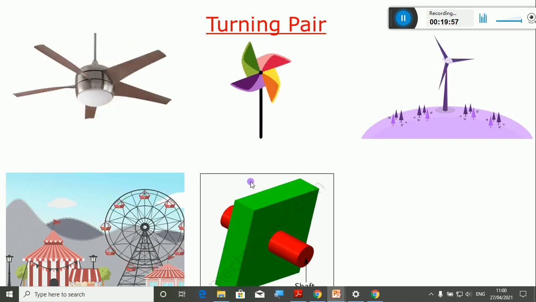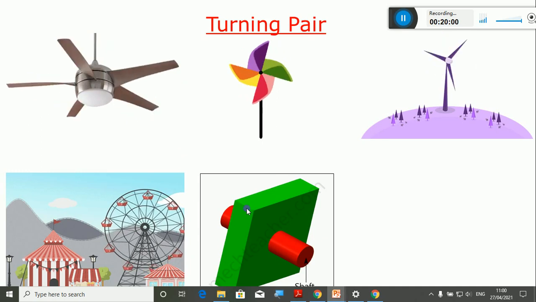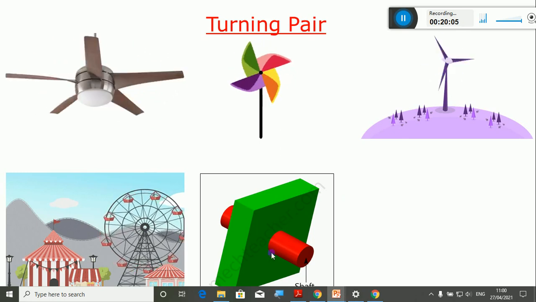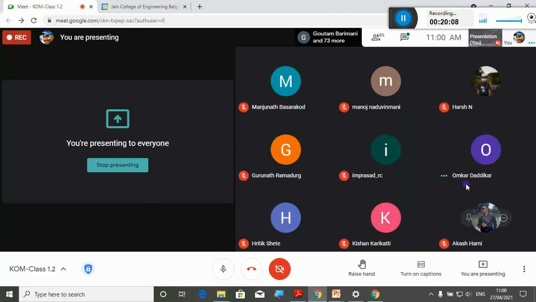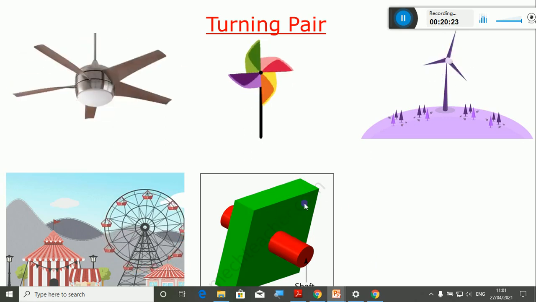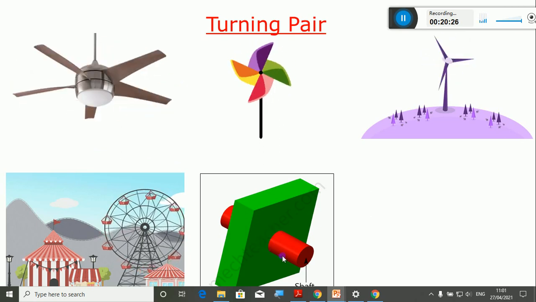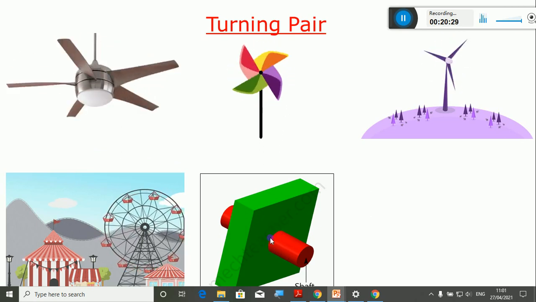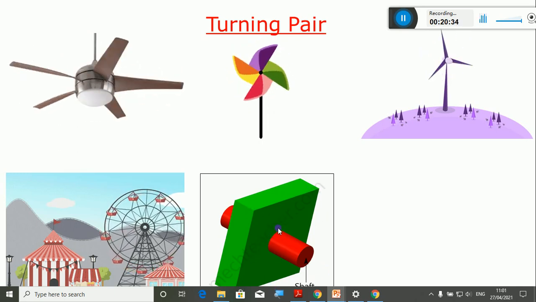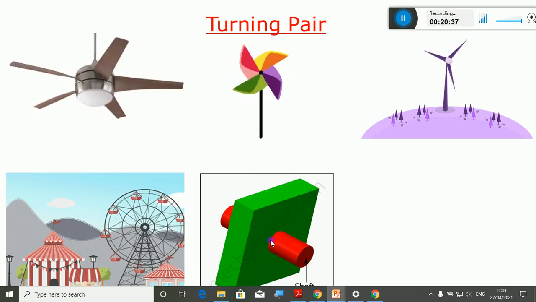Now I'll consider again a square block or a rectangular block. So in this case, I'll consider a rectangular block which is having a square hole. Okay, sorry, this is a circular hole. This green color is a rectangular block having a circular hole. Okay, inside that circular hole.